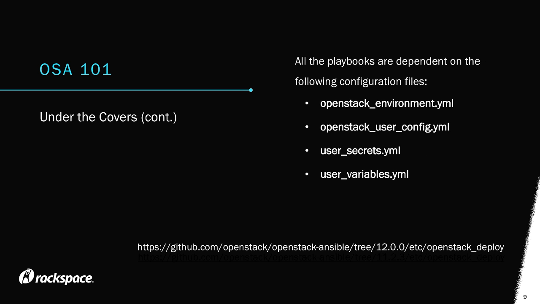The second piece of the puzzle is that before you actually execute those playbooks, there are 4 configuration files that you need to go in and make specific to how you want your environment to be deployed. And again, this is one of the things that I love about OSA: you can configure it exactly how you want, keep these configuration files, make changes to them as you want, and reference back to them as you need.